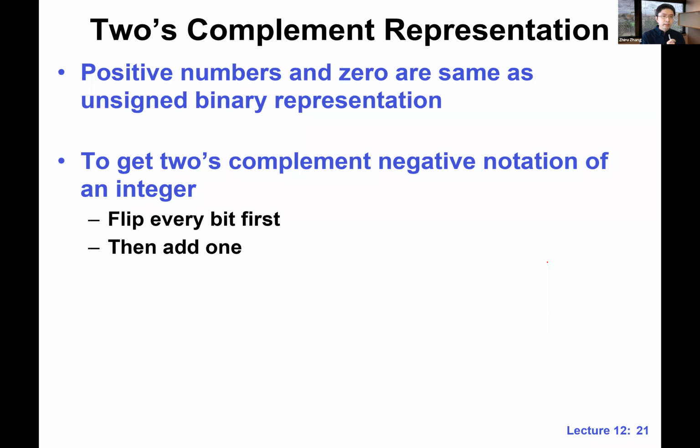So for a negative number, we actually want to first, for the corresponding non-negative number, you already know the corresponding binary representation. So you can easily get the negative form. And the way to do this: you flip every bit and then just add 1.